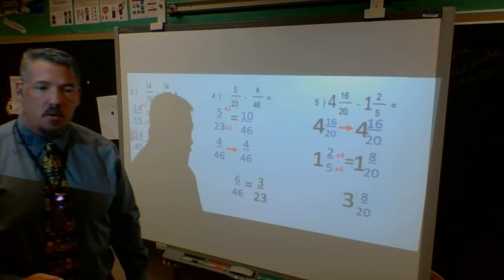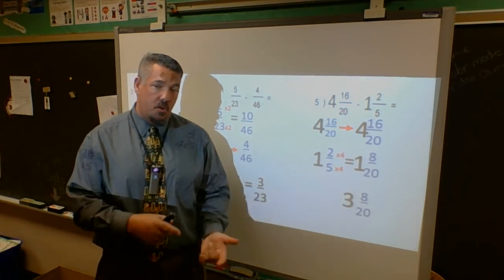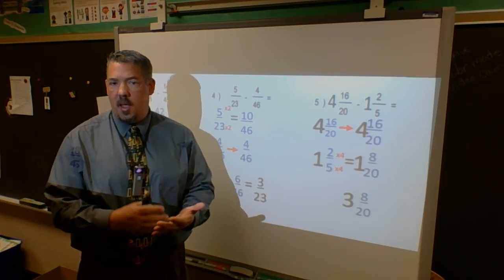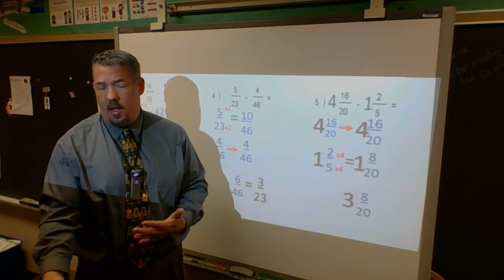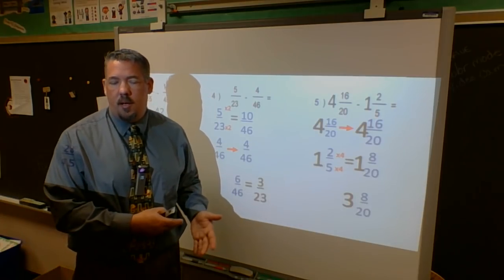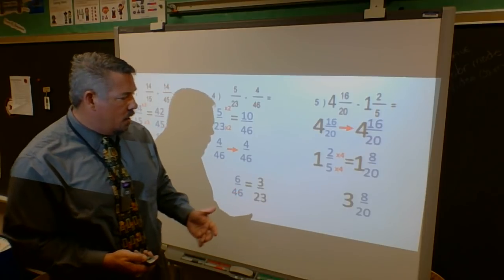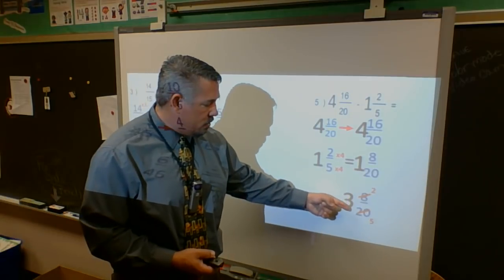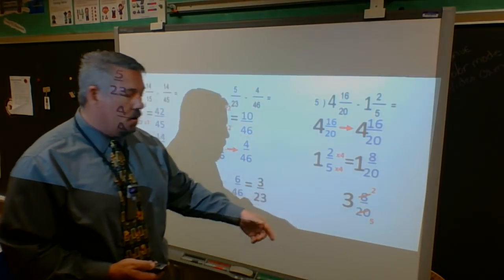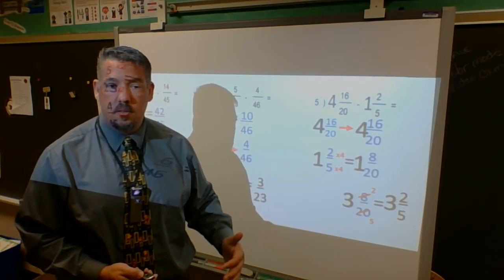But those are even numbers. So what am I going to reduce by? Well, if I reduce by 2, then I would get 4/10. But those are both even also, so I'd reduce by 2 again. If I want to just do it in one step, then I'm going to reduce by 4, because then I only have to reduce one time. So 4 goes into 8 2 times, and 4 goes into 20 5 times. So I know my final answer then is just 3 2/5.